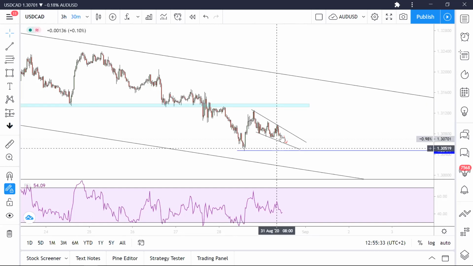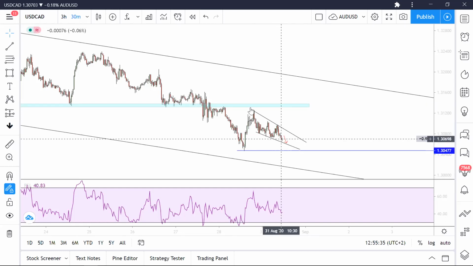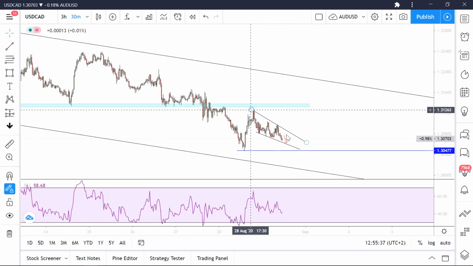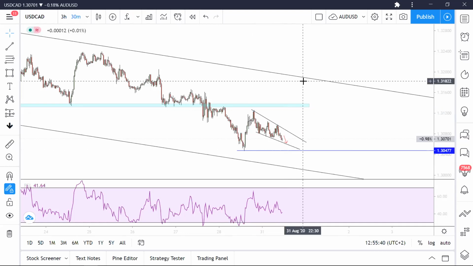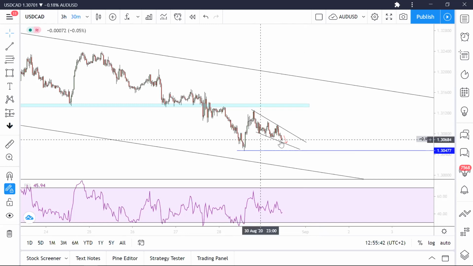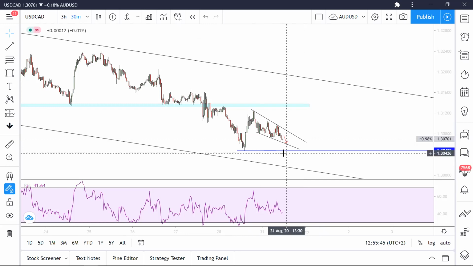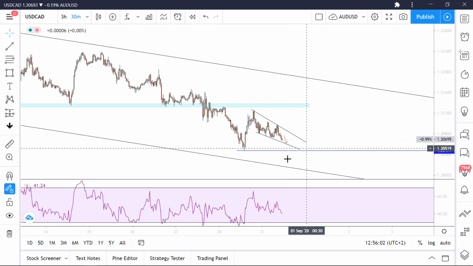But ultimately, I'll be looking for a break of this structure over here. Then you could be looking for potential long entries here. Now, as for my stop loss, I'll have my stop loss just below this extreme low here. If I do get stopped out, then it's fine. I'll just have to move on from that loss. But then we'll just have to be looking at other possible scenarios as well when price actually does get to this low here. So this is what I'm looking for now on the USD CAD.